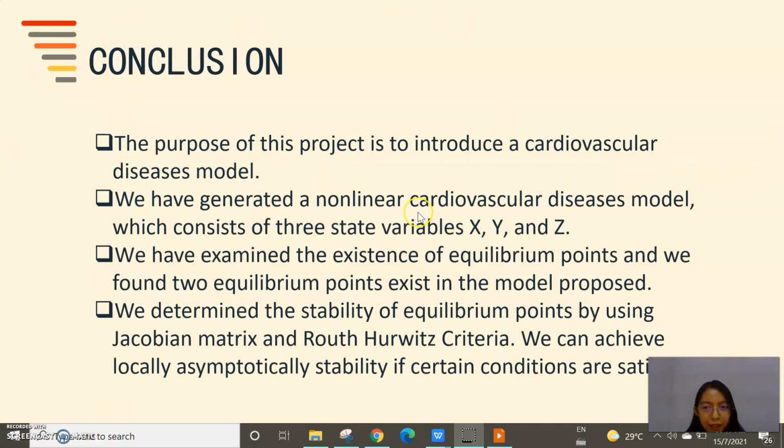As a conclusion, the purpose of this project is to introduce a cardiovascular disease model, and we have generated a nonlinear cardiovascular disease model which consists of three state variables x, y, and z. We have examined the existence of the equilibrium points, and we found that two equilibrium points exist in the proposed model. And we determined the stability of the equilibrium points by using the Jacobian matrix and Routh-Hurwitz criteria. We can achieve local asymptotic stability if certain conditions are satisfied.